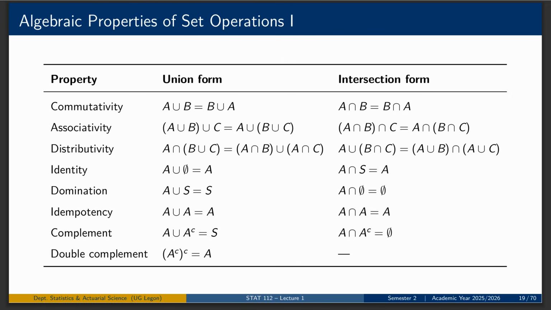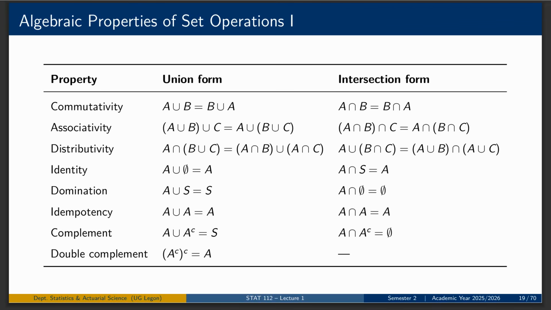Okay, so some properties. Commutativity: A union B will be the same as B union A. Then we can have associativity, which is A union B union C, then it can be A union, bracket, B union C, or even C union A, and then into bracket union B. It can be any way around. Each of these unions can also have the intersection form.